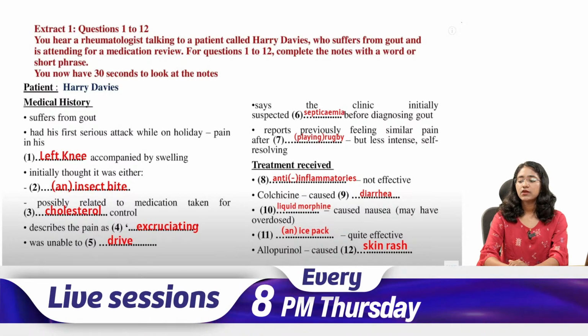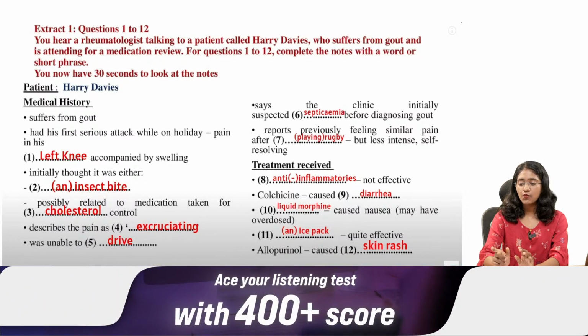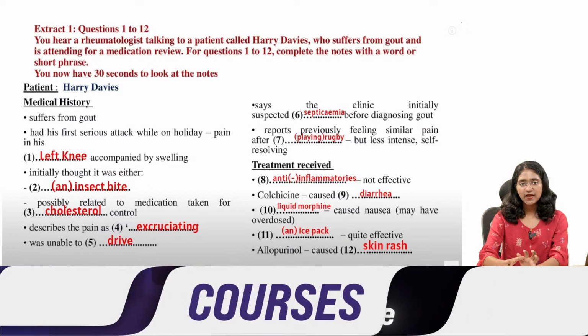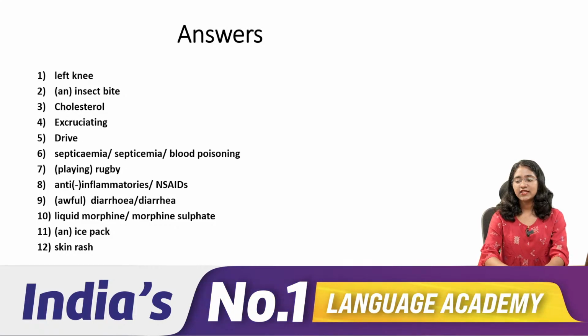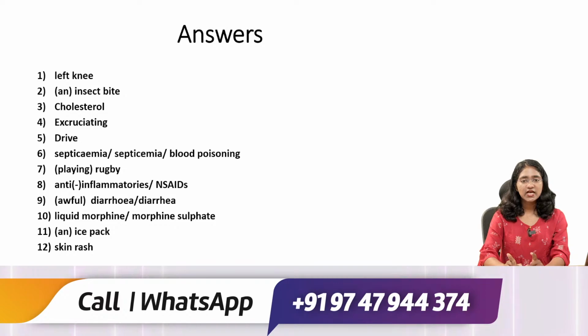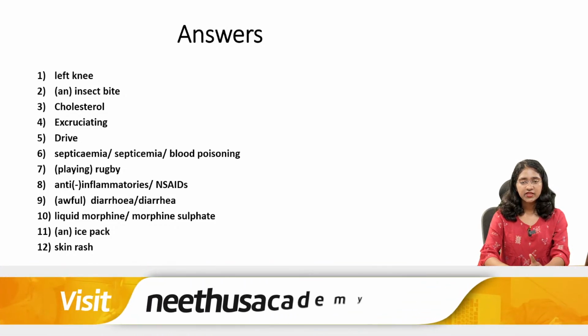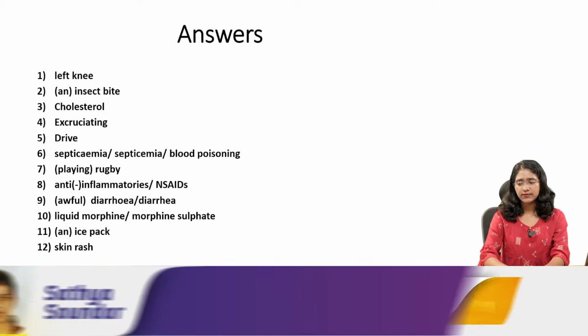Skin rash. And now, what I can help you do is show the alternative spelling for some words, so that if you've written that spelling, then also your answer is right. Question number 1, it's left knee. Second one, an insect bite. Cholesterol, excruciating. 5th one, drive. 6th one, septicemia. Either one of these answers is actually right. If you write septicemia without that A, then also it's right. If you write blood poisoning, that is also right.